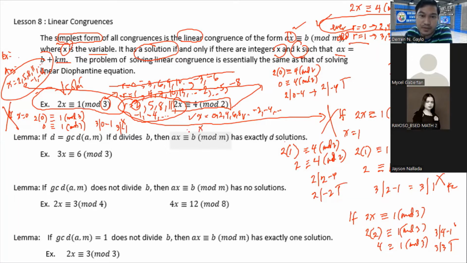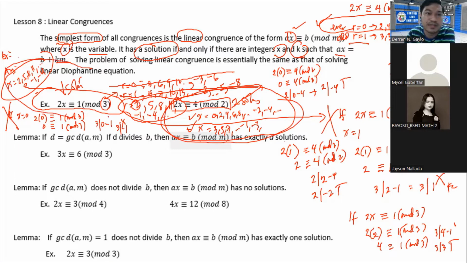So you have two solutions. All of them are solutions: 3, 5, 7, negative 1, negative 3, and so on. So here you have two solutions, no? All of its modulo classes are solutions. Here you only have one solution out of the 3 modulo classes.